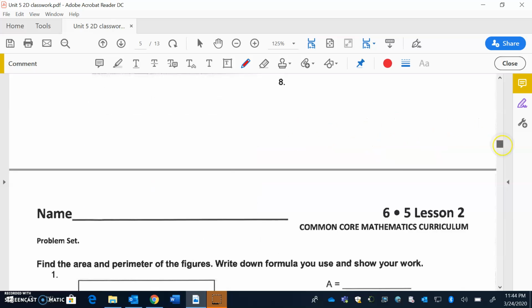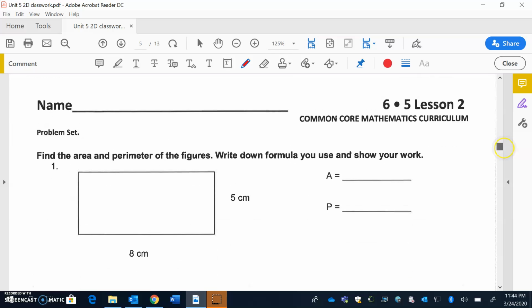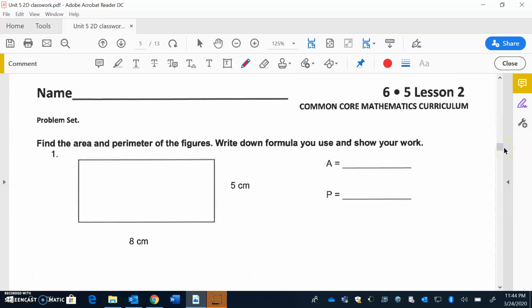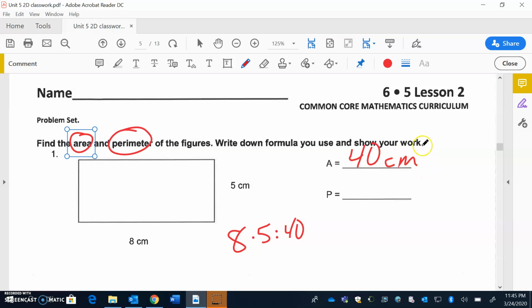So let's go down a little bit and watch how this leads into the rest of lesson 2. Here we are asked to find the area and the perimeter. If we remember from area, again, number of squares, we can see it's 8 wide and 5 tall. We can just do 8 times 5 to get our 40. So for our area, it's 40. We can see we are in centimeters, and again, it is squared because it's how many squares. The idea is if we drew all these squares out, there would be 40 of them.